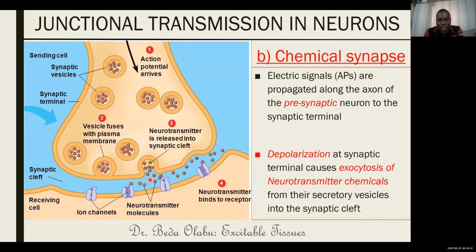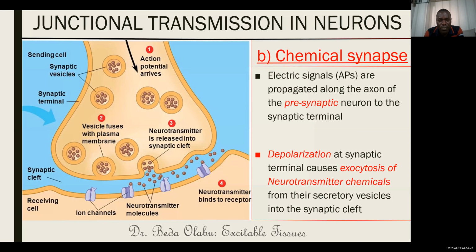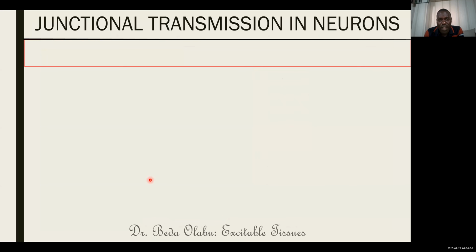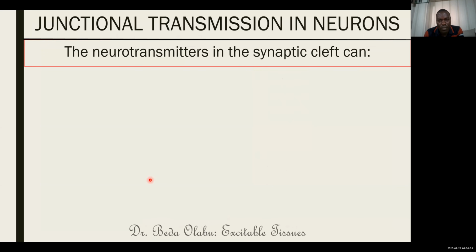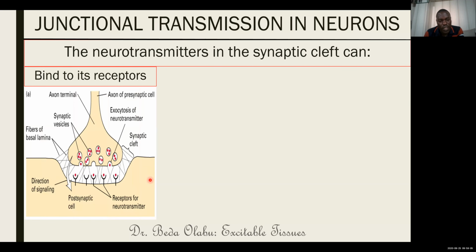Once the neurotransmitter is in the synaptic cleft, what happens to the neurotransmitter? There are three possible options of things which can happen to the neurotransmitter once it is in the synaptic cleft. One of those options is that the neurotransmitter, which is in the cleft here, can bind to its receptors. Now, the receptors of the neurotransmitter will be found in the cell membrane of the postsynaptic cell.